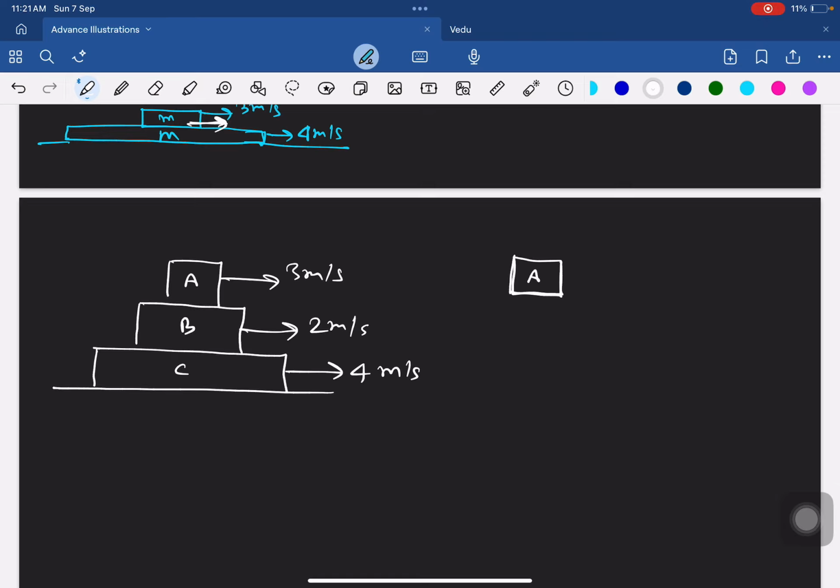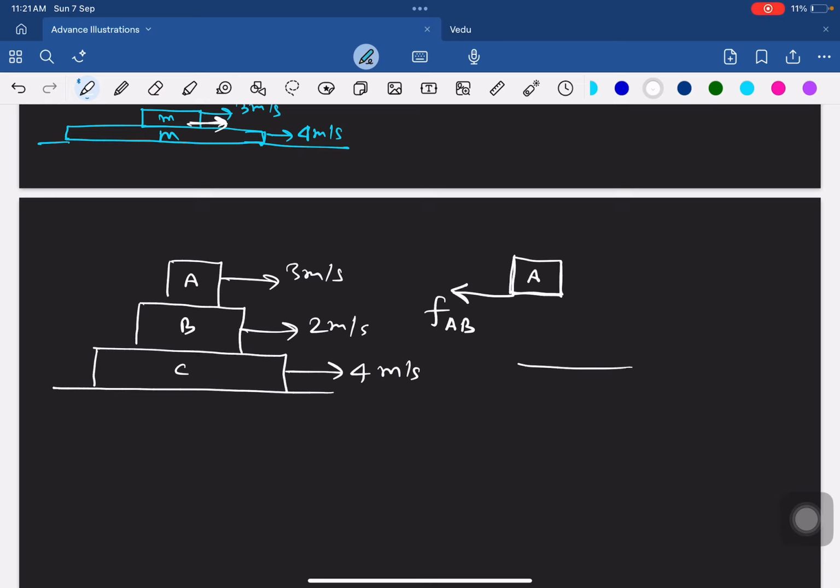It means your velocity is more than mine, so I will try to reduce your velocity. To reduce your velocity, I will apply the friction force in this direction. So that will be F on A because of B. That is the direction of friction force on the block A.